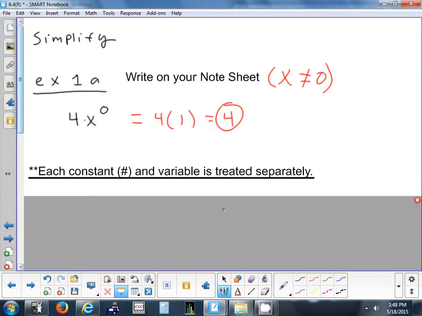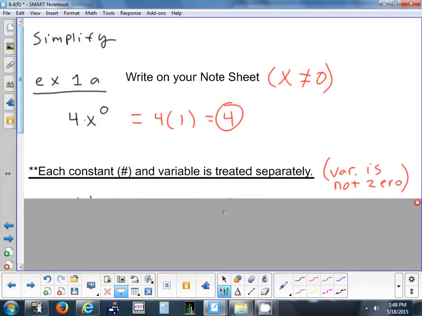Okay, in all these problems we do, I'm going to write down variable is not 0. If it was, you wouldn't be able to solve it. And then on the little line below that, it says each constant or number and variable is treated separately. Make sure you write that on the line, okay? Because I know some people right away said, yep, it's 1. Remember, this is 2 separate things.